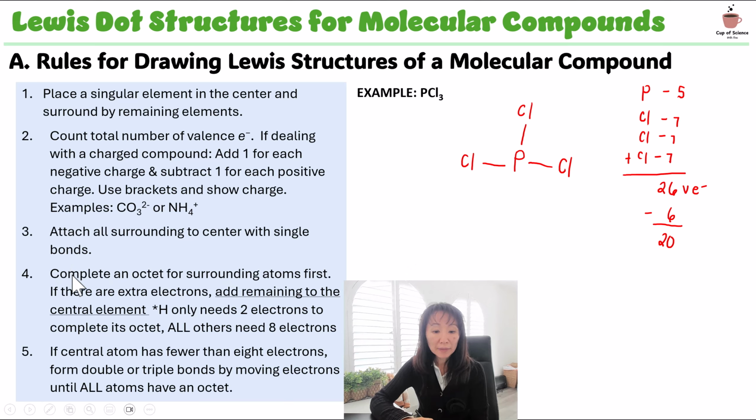Number 4, complete an octet for the surrounding atoms first. The surrounding atoms are the chlorines. Currently, each chlorine only has 2 electrons around it: 2 here, 2 here, 2 here, because of that line. So I need 6 more in order to fulfill the octet. And that 6 more is going to be the lone pairs. So I'm going to place 2 on top, 2 on the left, and 2 on the bottom. That's minus 6. I have utilized 6, so I'm left with 14. Let's go ahead and place the rest. Minus 6 again.